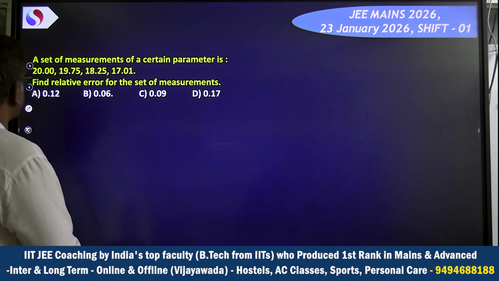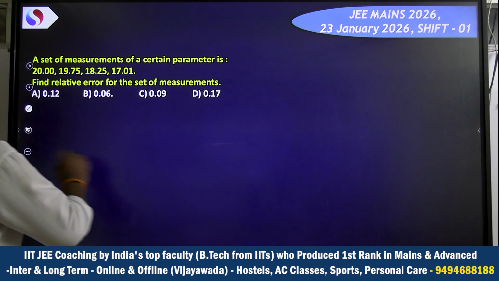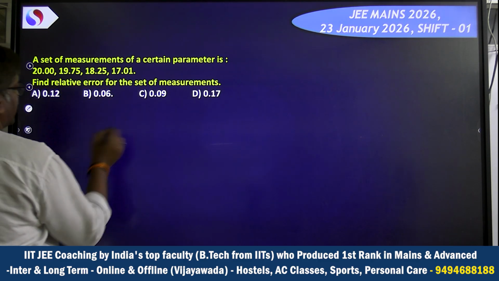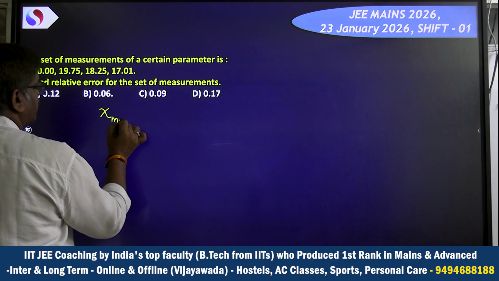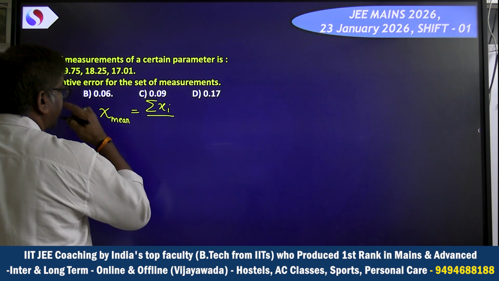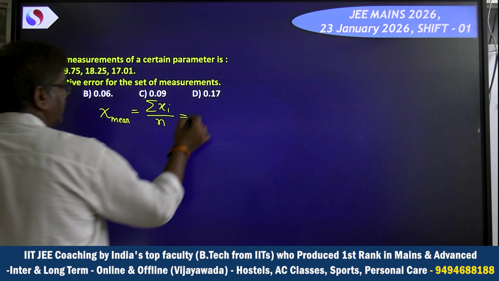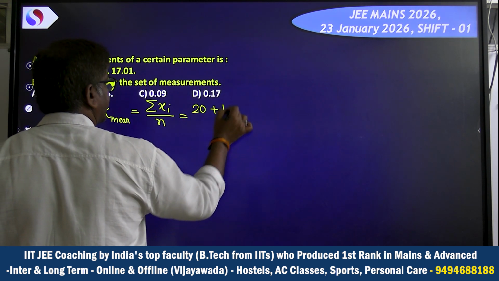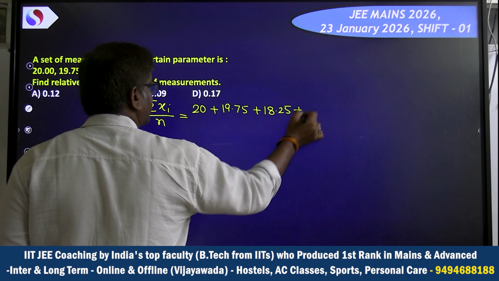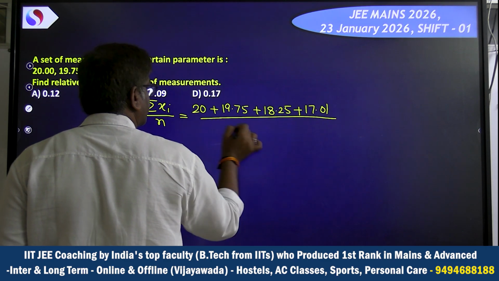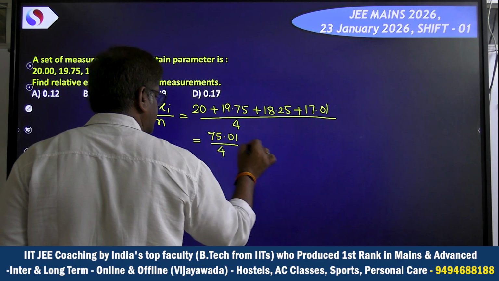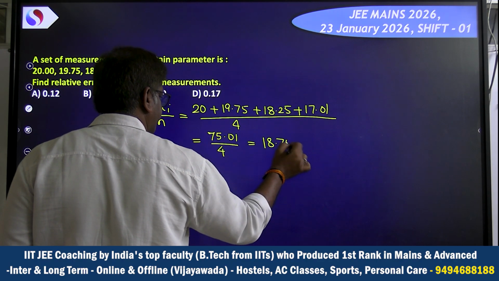Okay, so now this question is based on errors, right? They are asking for the relative error for the set of measurements. If you see the values, first we need to find the mean value. Mean value means summation of all the values divided by n. So when we do this, it is 20.00 plus 19.75 plus 18.25 plus 17.01 divided by 4, which gives you 75.01 by 4, which equals 18.75.